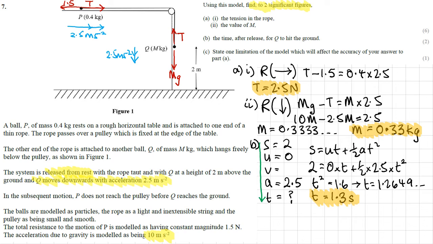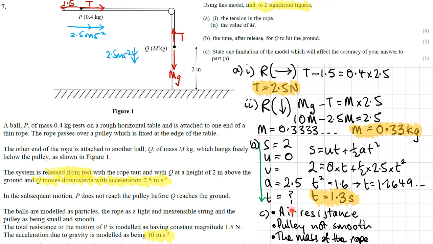And lastly, part C says here, state one limitation of the model that will affect the accuracy of your answer from part A. So I've given some suggestions for answers. It's just 1 mark, so you only need to give one. So air resistance, obviously that's going to slow things down, so that would change my answer.